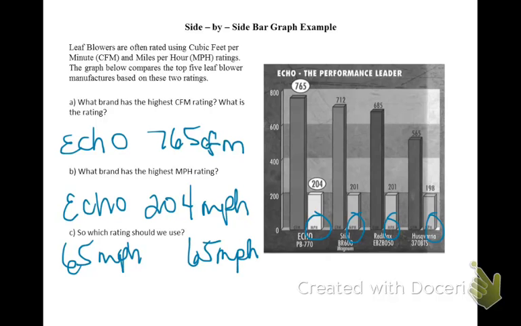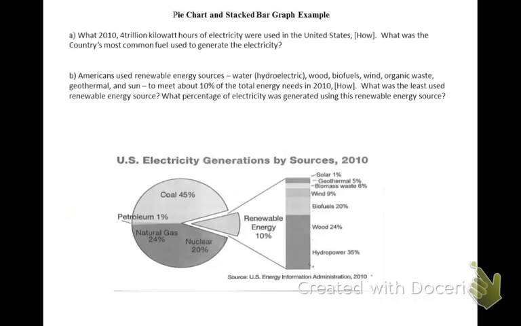Now what we may not be so comfortable with is the idea of cubic feet per minute. Let's say that these leaf blowers each have different sizes. The first leaf blower may have an opening of this size, and the second leaf blower may have an opening of this size. So then the question comes up, which leaf blower would move more volume per minute? Well, the answer to that would be the one with the larger size. So a higher cubic feet per minute would mean that it's capable of moving more volume per minute. Therefore, we should use the cubic feet per minute rating.